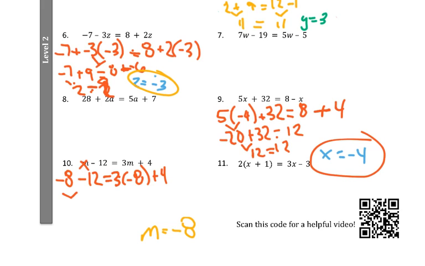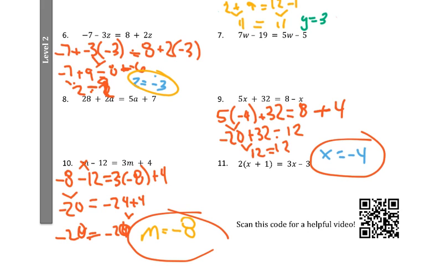Well, negative 8 minus 12 is negative 20. 3 times negative 8 is negative 24 plus 4. And negative 24 plus 4 is negative 20. Why did I write that? Negative 20. I got the same thing on both sides of that, so I know that that was the right answer.